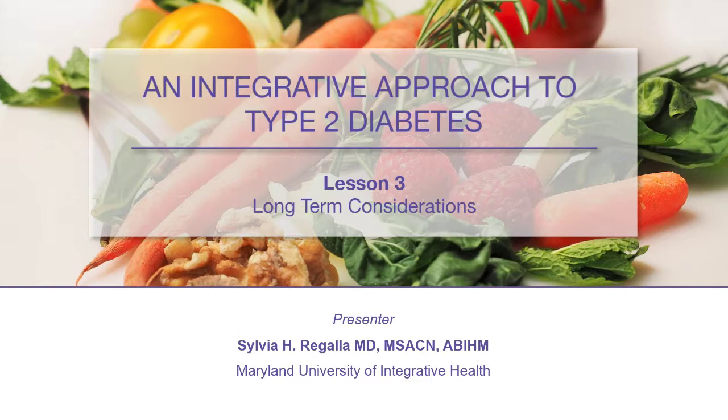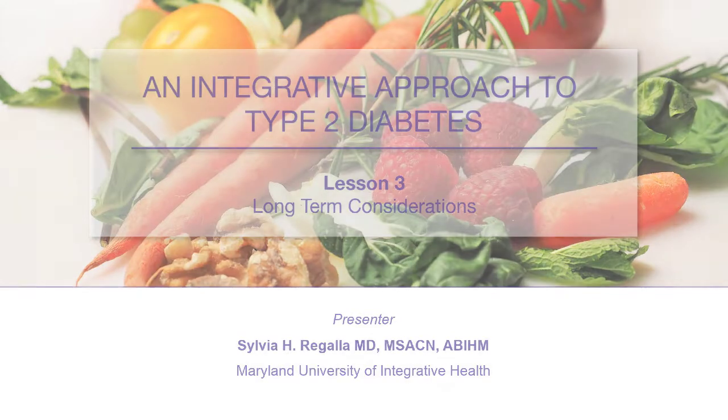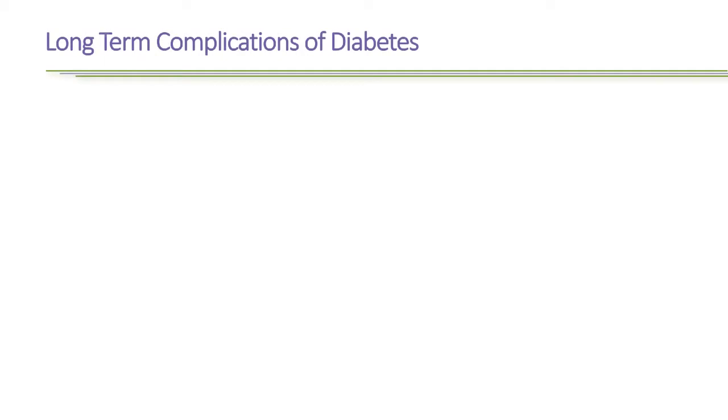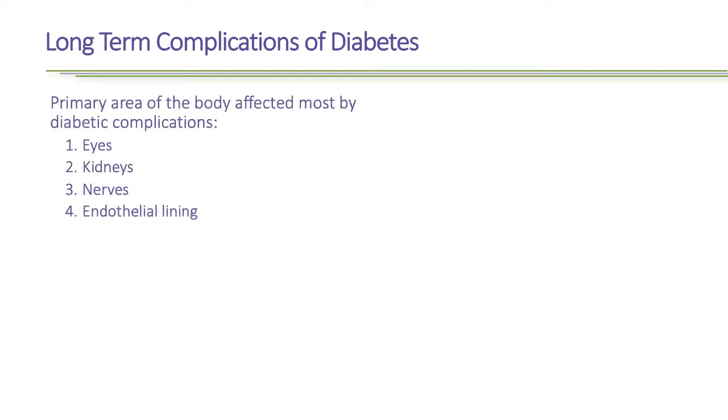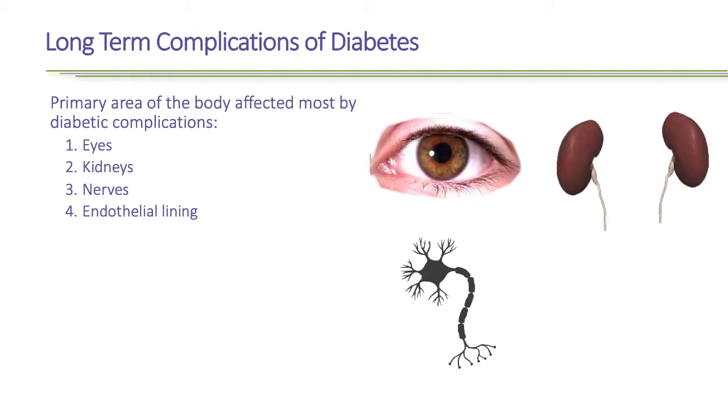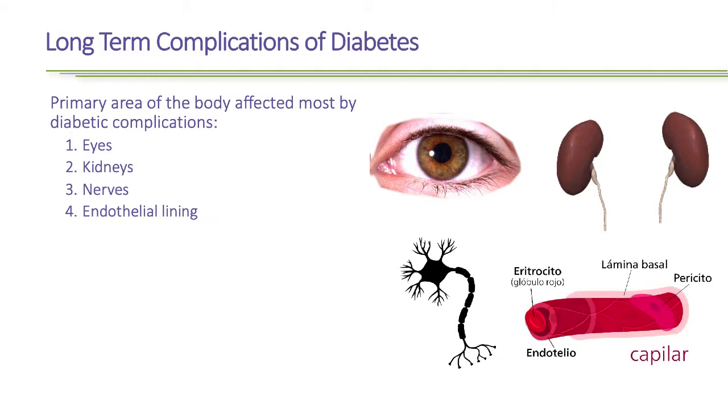Integrative approach to type 2 diabetes. Let's talk about the long-term complications of diabetes. Remember, diabetes is a total body inflammatory process. The primary areas of the body most affected by diabetic complications are the eyes, kidneys, nerves, and endothelial lining of blood vessels. So if you have inflammation of the blood vessels in the eyes, it will cause diabetic retinopathy.